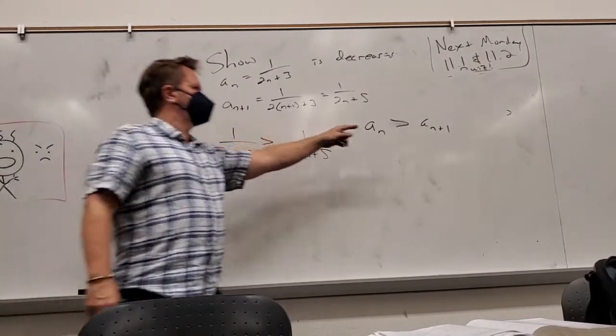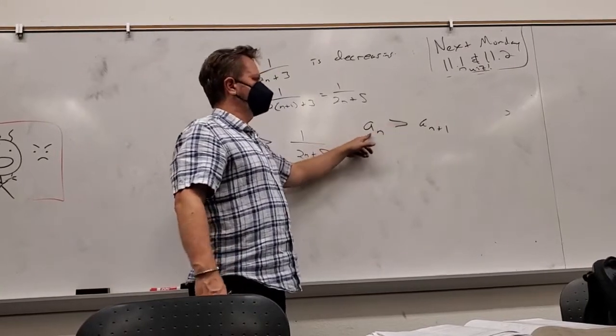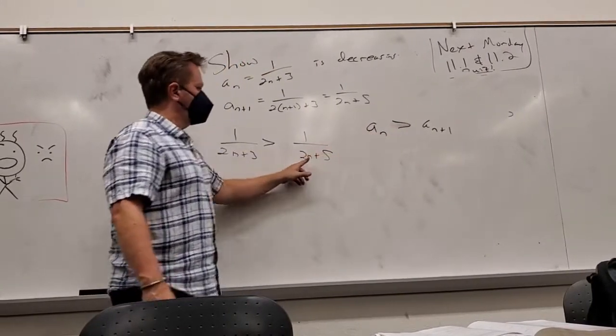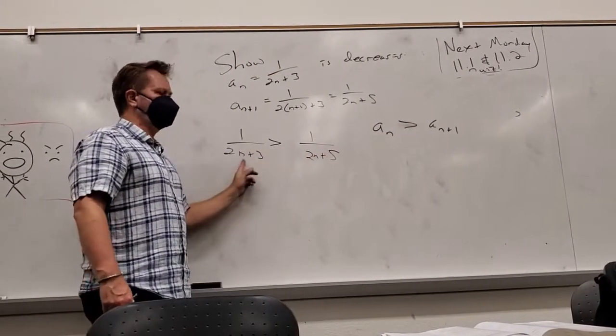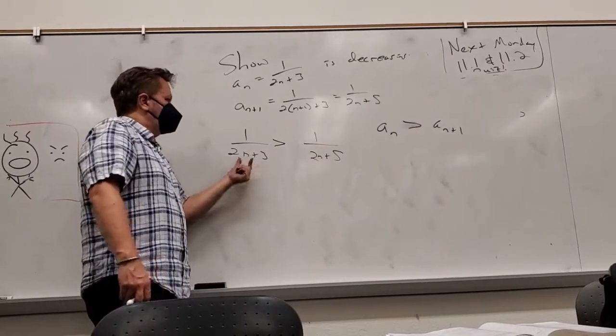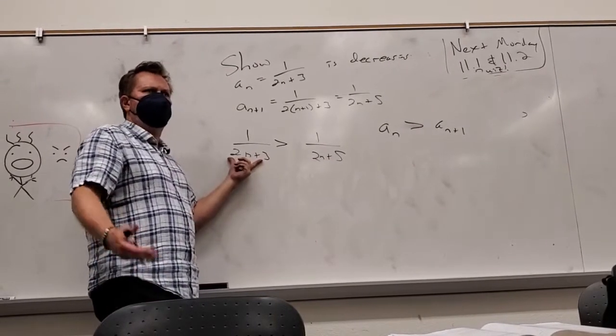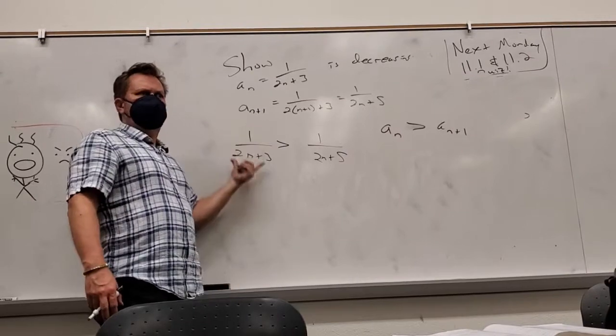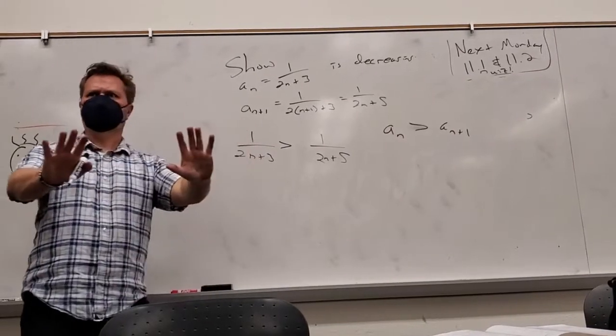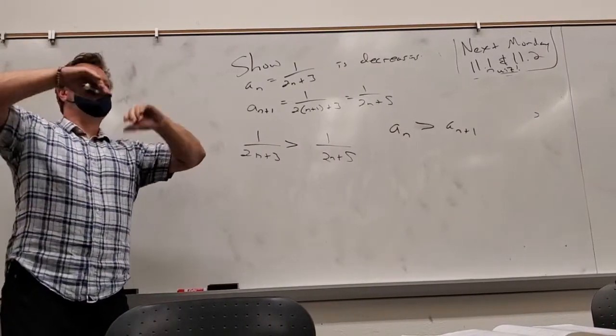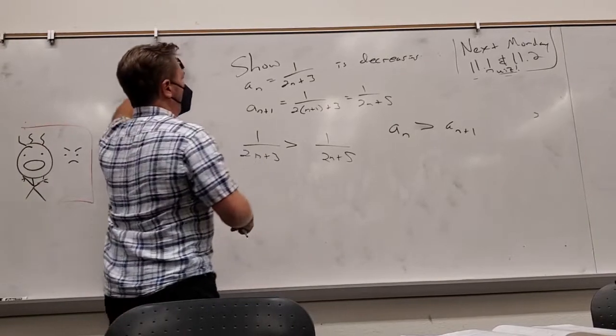But this is directly true. If the next element is always less than the one before, no matter what n is, isn't this always less than that? Because no matter what n is, this is a smaller bottom. So this is bigger. Is that cool? Is it always that easy to see? No. So let's try one that's not that easy to see.